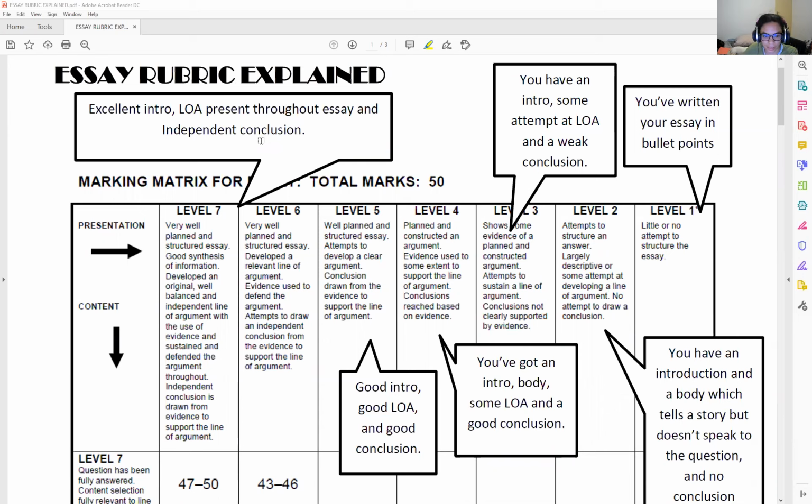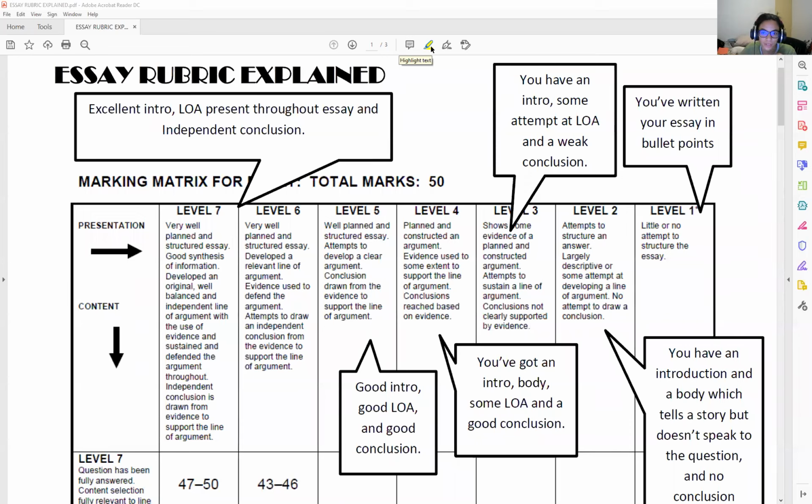if you have a look here at essay rubric explained, you can see that I have nicely broken it down, basically content, presentation, level 7 to level 1. So I am actually going to start with level 1 and then build my way up to level 7. Let me just move my little face here. There I go. Okay.